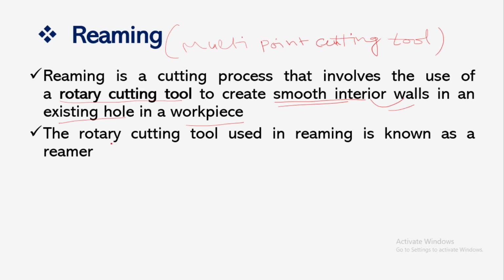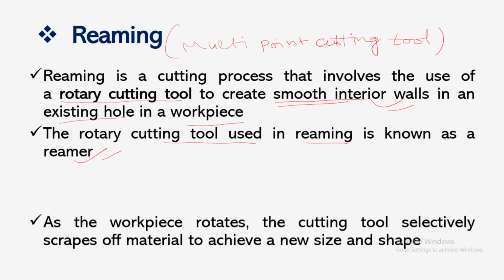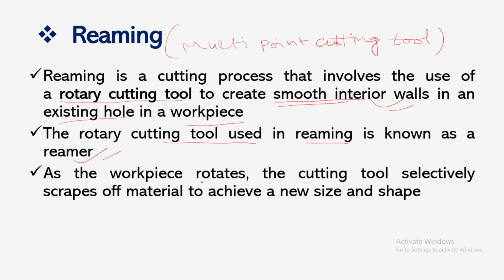The next point is the rotary cutting tool used in reaming is known as a reamer. Obviously, to perform a reaming operation, the tool will be known as a reamer. Next point, as the workpiece rotates, the cutting tool selectively scrapes off material to achieve a new size and shape. Somehow the workpiece will rotate and the cutting tool will rotate also. Since the cutting tool is fitted into the spindle, sometimes the workpiece is kept stationary while the tool rotates.